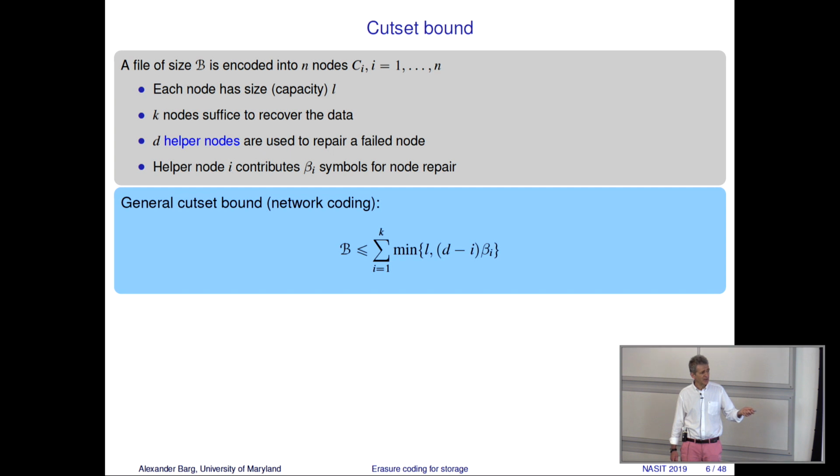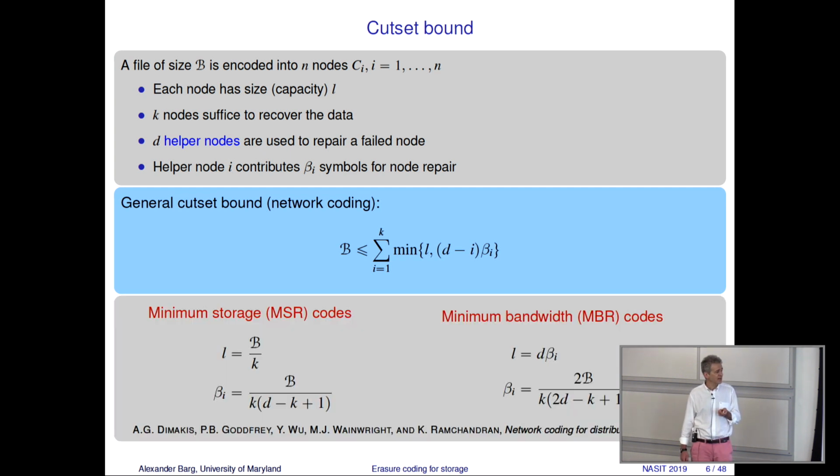L is the size of the node, D is the number of helpers, beta I is the repair bandwidth of node I, the number of symbols that the node contributes. So the ideas of network coding proved fruitful for this regenerating code problem. And there are two versions. So there is a curve, there is a whole curve, which relates to the trade-off between B and K.